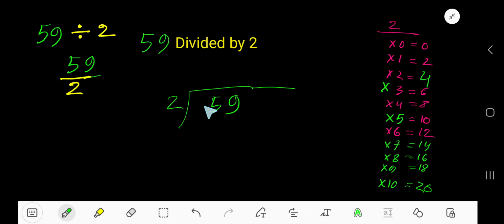59 divided by 2. 2 goes into 5 how many times? So we need the multiplication table of 2. 2 times 0, 0. 2 times 1, 2. Add 2 to the previous step to get the multiplication table of 2.